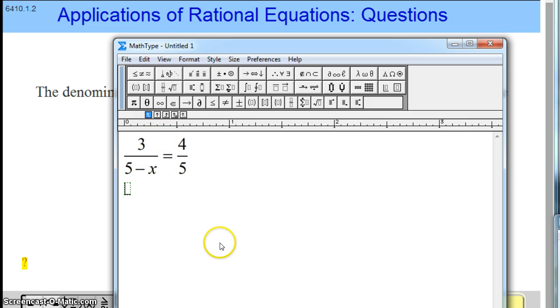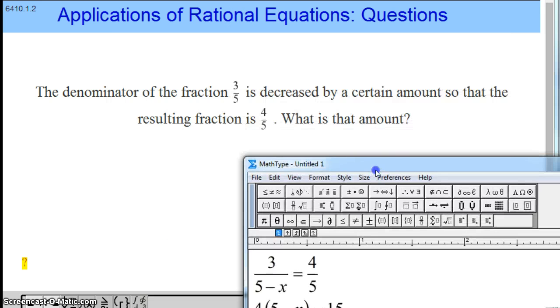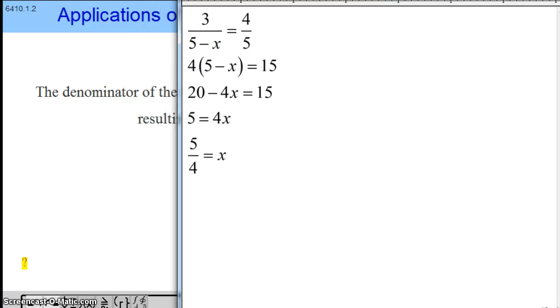So why not solve this? I would just cross multiply these. 4 times 5 minus x equals 15, 3 times 5. So 20 minus 4x, sorry, equals 15. We get 5 equals 4x, and you get 5/4 equals x. So what is that amount? Well, the amount is 5/4.